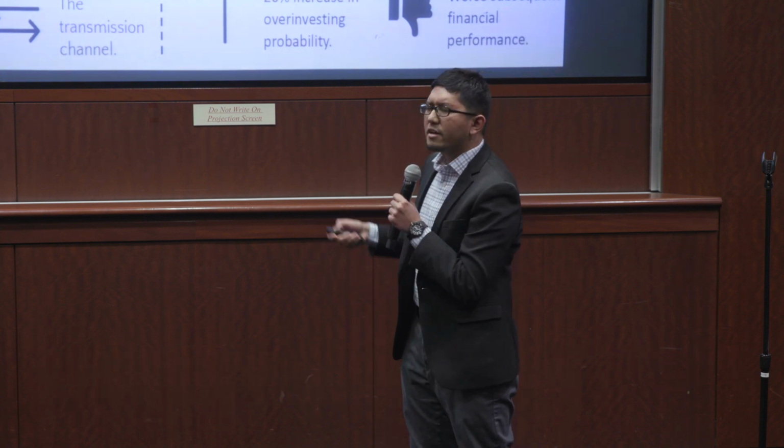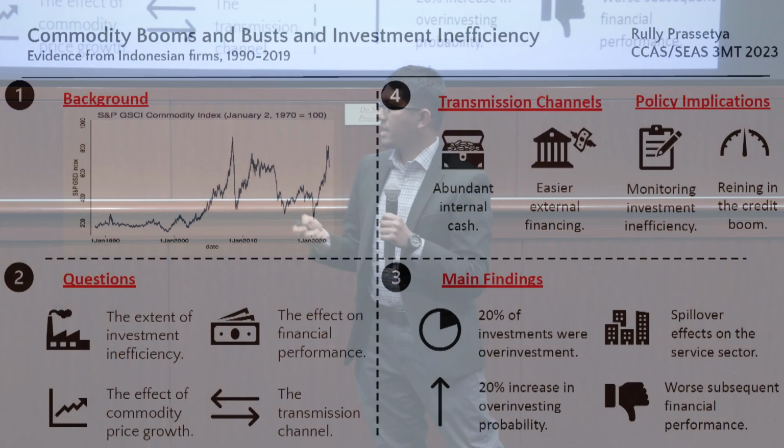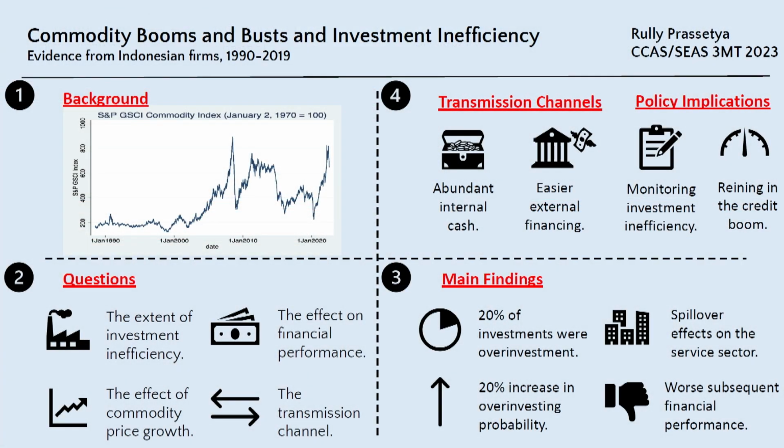The first one, what is the extent of firms' investment inefficiency in a resource-rich country? Second, what is the role of commodity price growth? Third, what are the financial implications? And finally, how does commodity price fluctuation affect the investment inefficiency? To answer these questions, I use firm-level data from Indonesia in the past three decades. Indonesia is my hometown, and it relies on commodity export. The result shows the following.